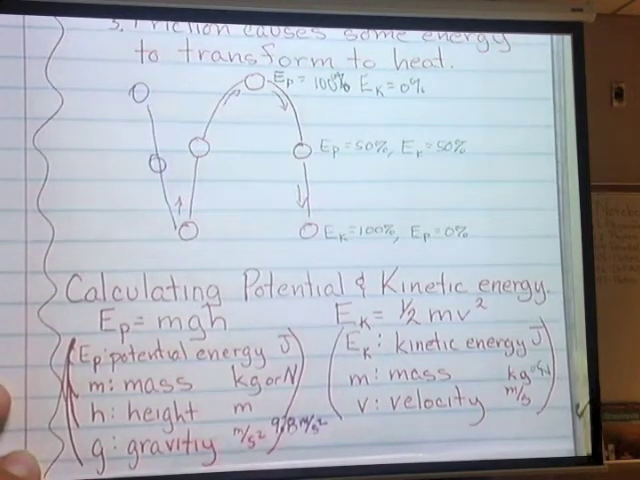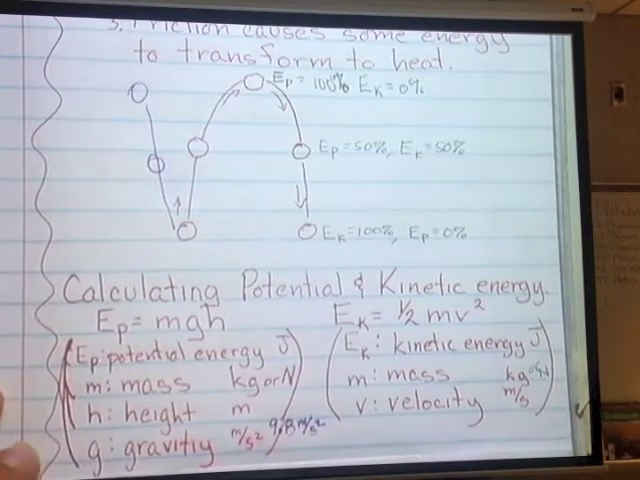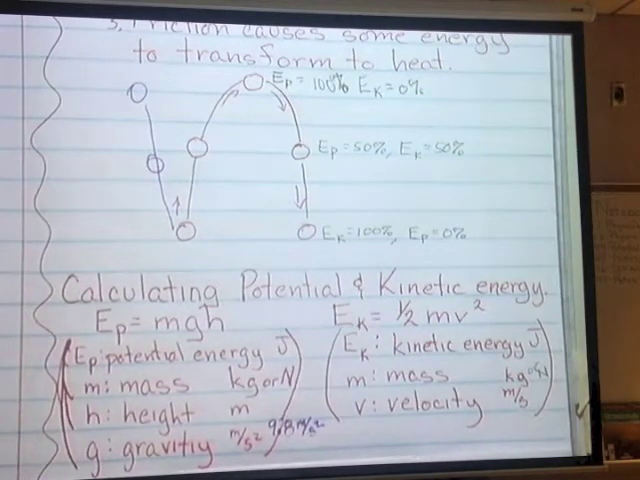Now when we look at kinetic energy, the formula for kinetic energy is 1/2 mv squared. EK is kinetic energy, unit is joules. M is mass, kilograms or newtons. And V is for velocity, which is in meters per second. So these are two formulas that we will be using.